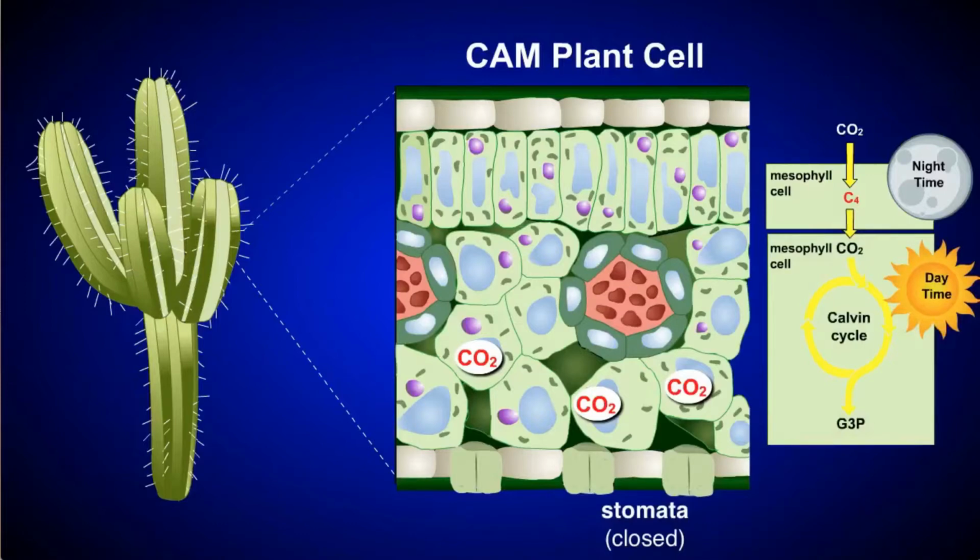This adaptation allows photosynthesis to occur in drier climates than in both C3 and C4 photosynthesis. A great example of a CAM plant is the cactus.